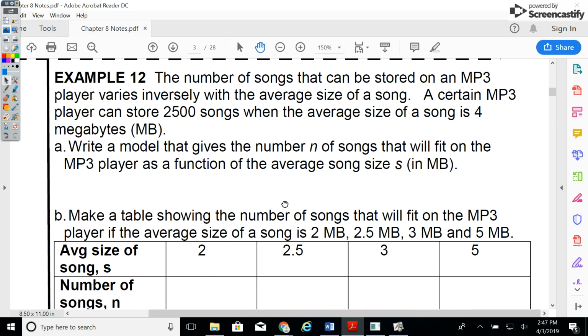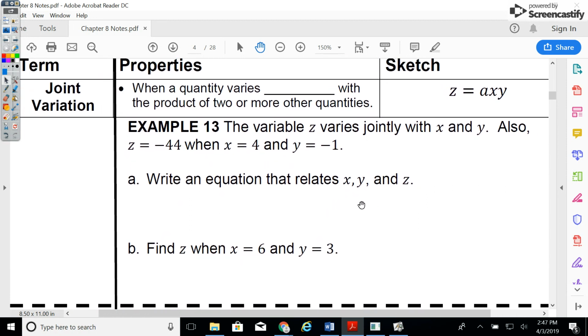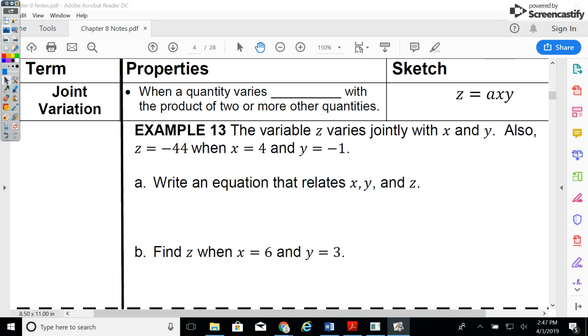All right, the final part is joint variation. So I'll explain what joint variation is here, and then we'll do an example with that one. So joint variation, it's a combination. Here we have multiple things that vary directly. So it's still going to be a direct variation, but since it's two variables, A is still your constant of variation. The X and the Y are your variables.